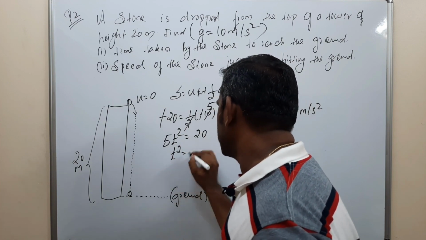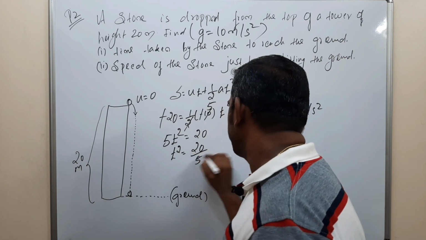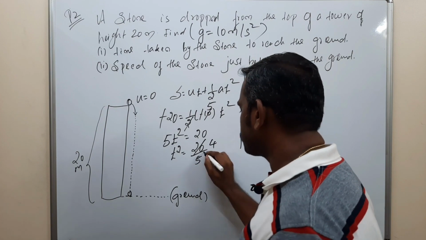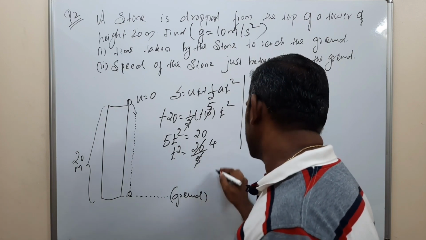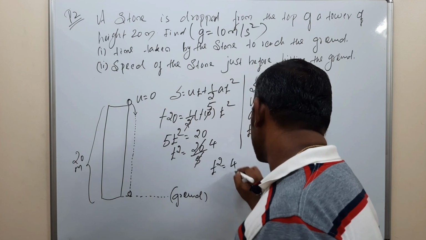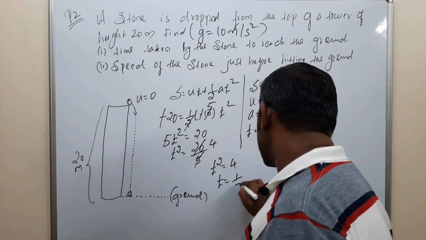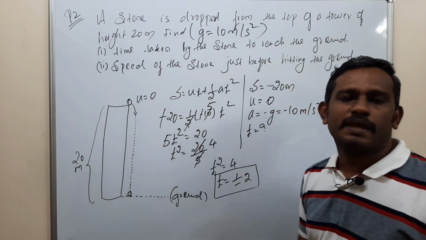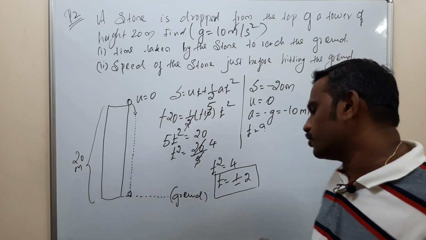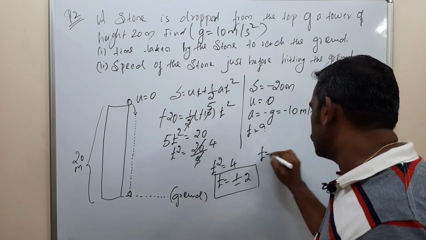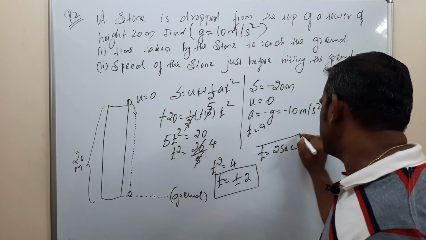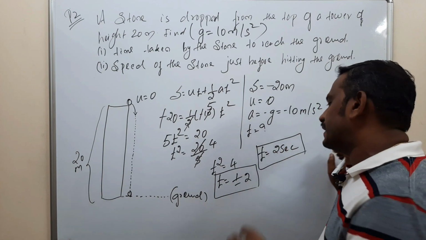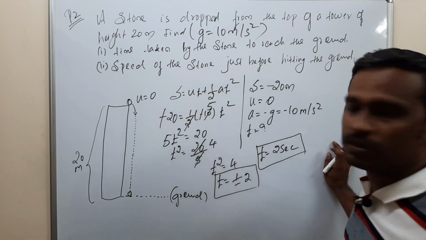So t square is equal to 20 by 5, that is 4. So t is equal to plus or minus 2. The time cannot be negative, so you take the positive value. t is equal to 2 seconds. That is the answer, the time taken by the stone to reach the ground.